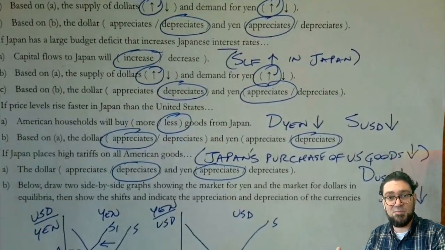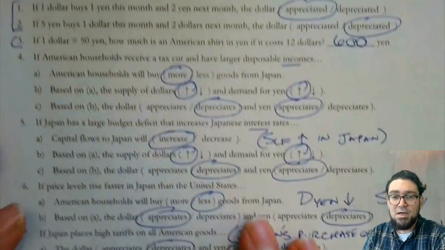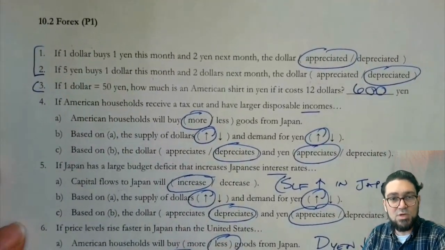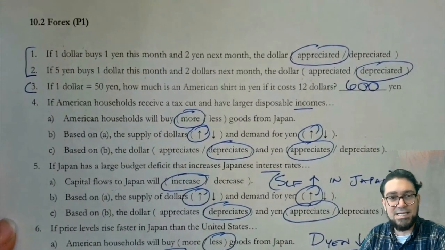So hopefully this helped you understanding how these shifters kind of play out in an example problem. The extra practice has also got a couple of really good example problems for this.